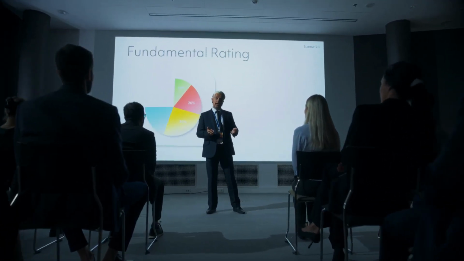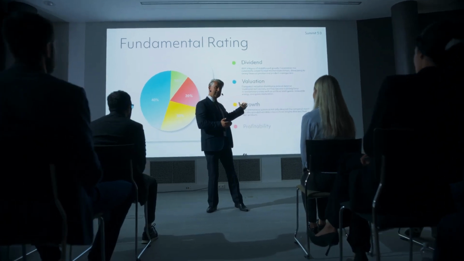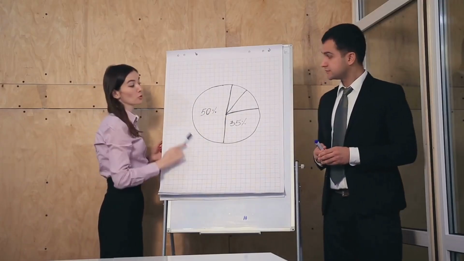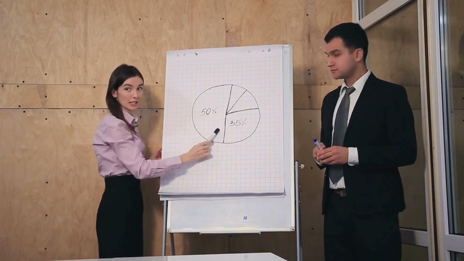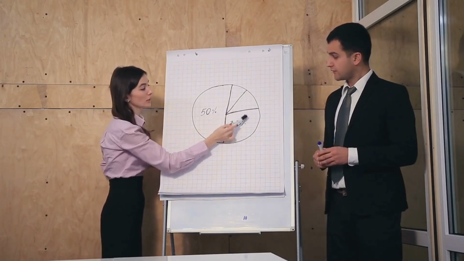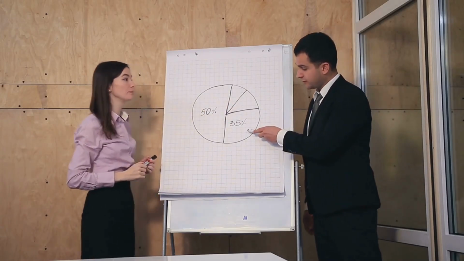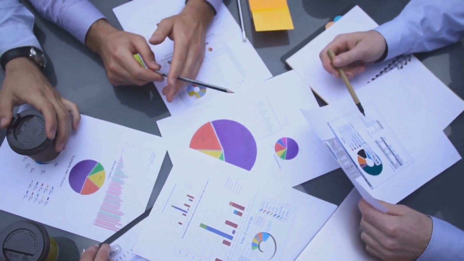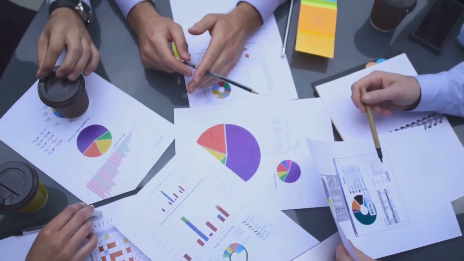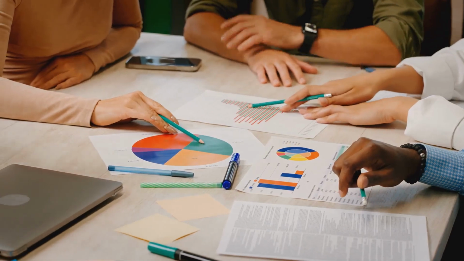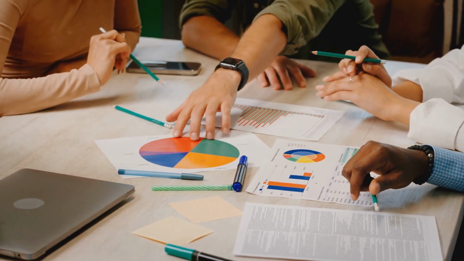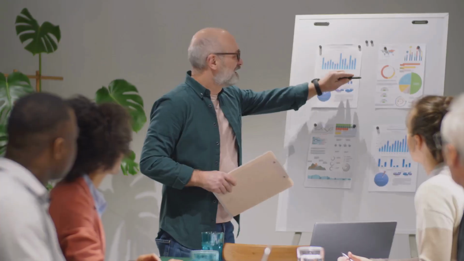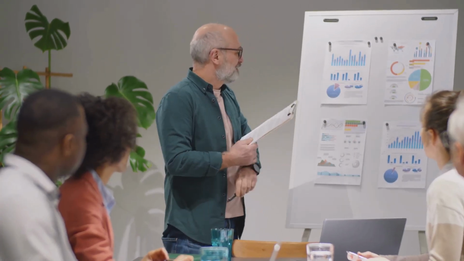Pareto analysis, also known as the 80-20 rule or the law of the vital few, is a decision-making technique used to identify and prioritize the most significant factors contributing to a problem or an effect. It's based on the principle that a large majority of effects, roughly 80%, are typically caused by a small number of factors, roughly 20%. Here's a detailed explanation of Pareto analysis.